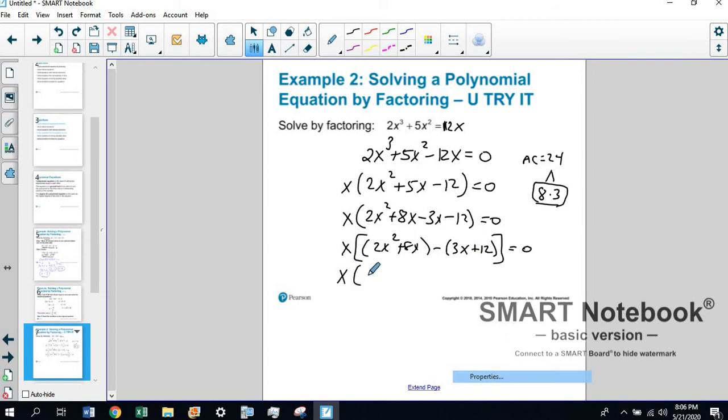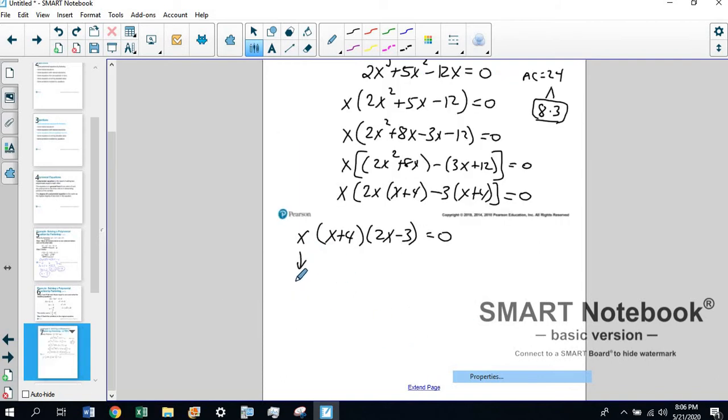Then we factor out the 2x, and we have x plus 4. We factor out the 3, and we have x plus 4. And so we have x times x plus 4 times 2x minus 3 equals 0. If you break these up, this tells me x equals 0.